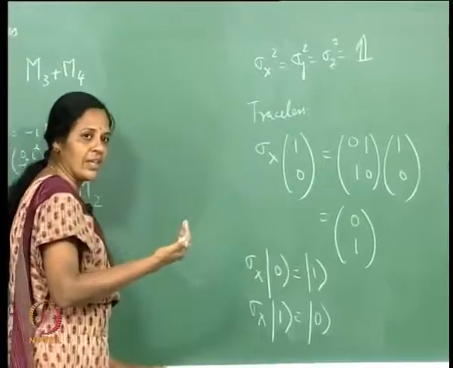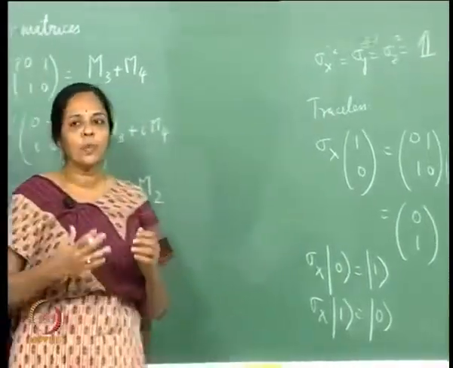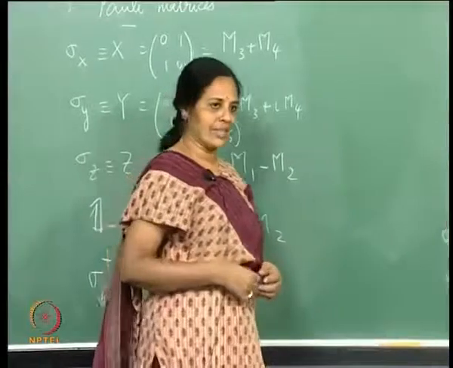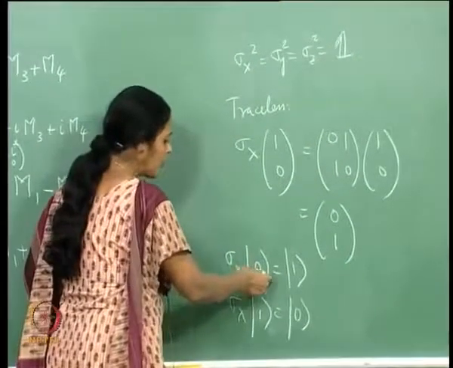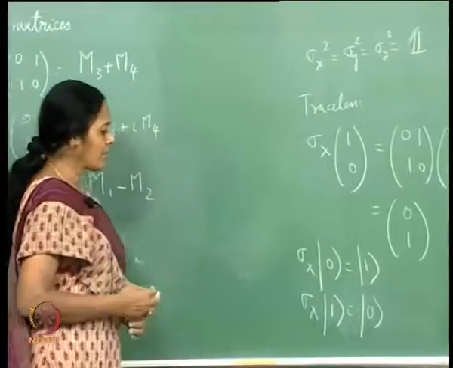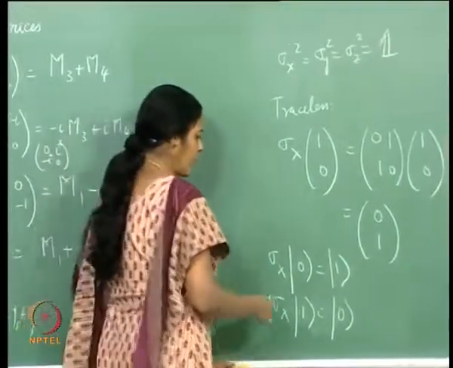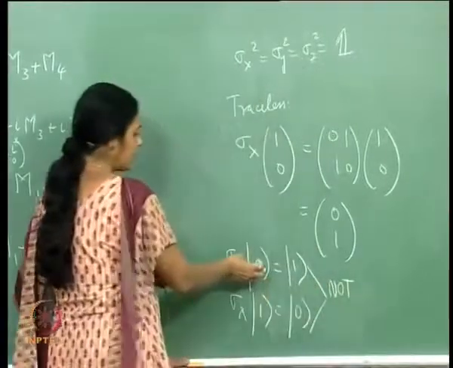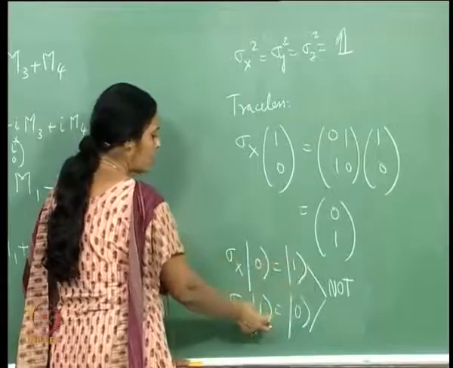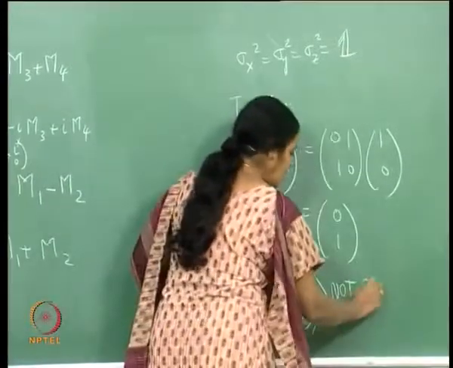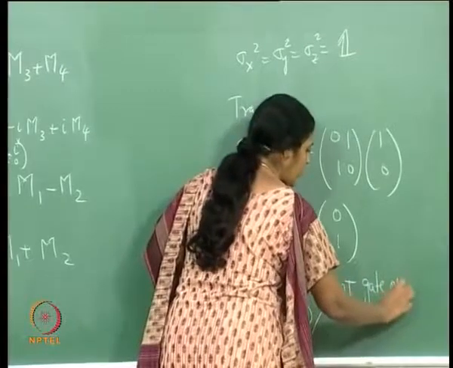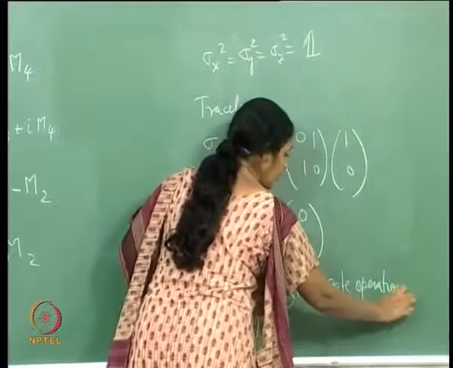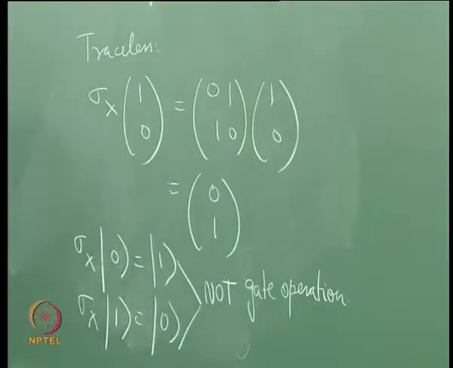I need to have physical realizations, I need to give examples of how to prepare these qubits. But suppose I did that at a later date, you could think of ket 0 and ket 1 as a quantum bit instead of 0 and 1, and then what happens is that the qubit 0 goes to qubit 1 and the qubit 1 goes to qubit 0. This is essentially the NOT gate operation that you know from a classical context. In that sense, sigma x becomes very important in quantum computing.